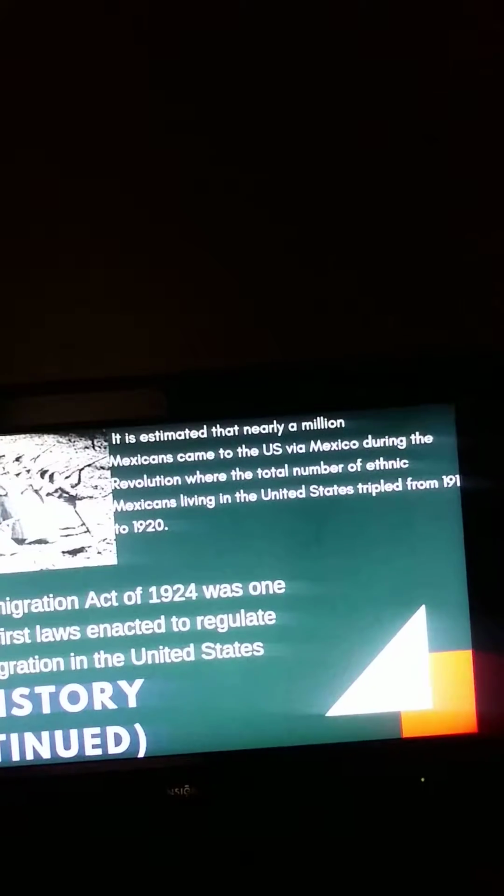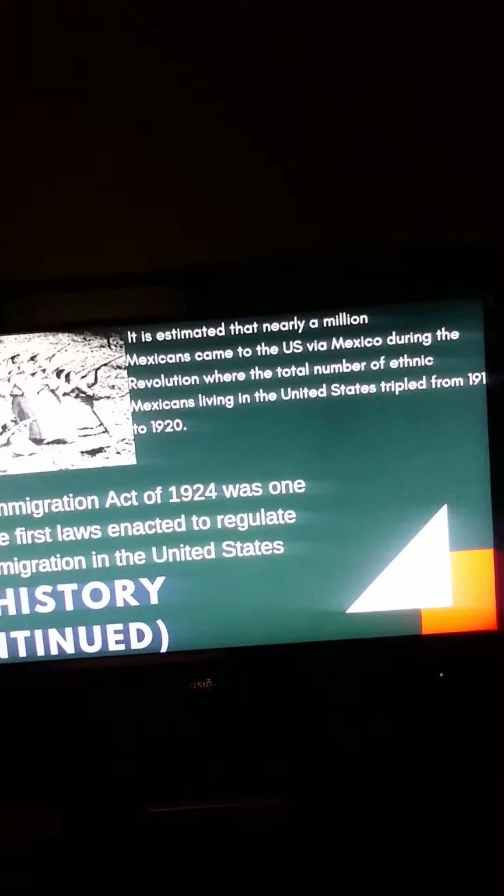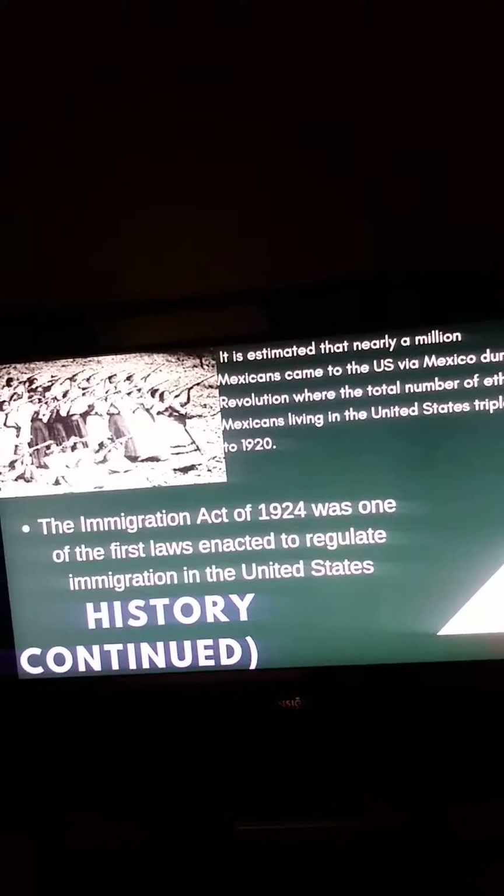There were so many Mexican immigrants coming to the United States that there was not a way for them to count how many. Therefore, the United States enacted an Immigration Act. And so their history continues in the Great Depression.